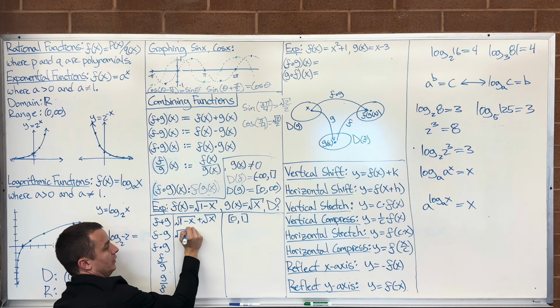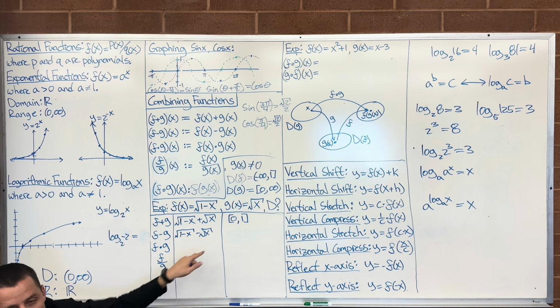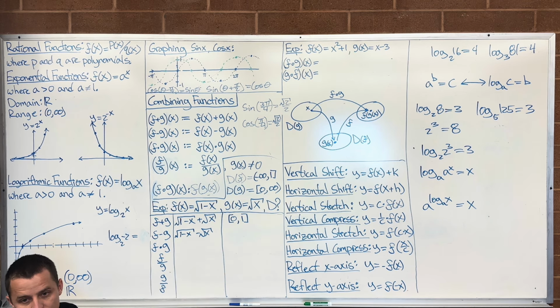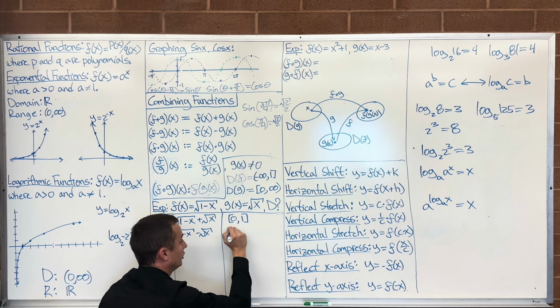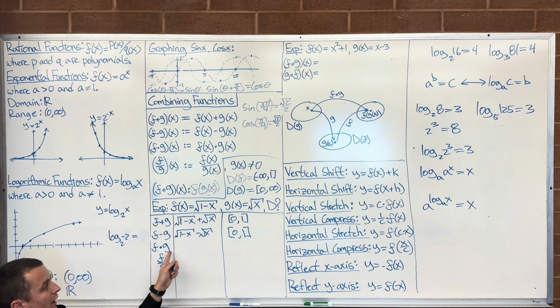Okay, similarly, let's do f minus g. So we have the square root of 1 minus x minus the square root of x. Pretty straightforward. What's the domain going to be for that? It should be the same thing, just 0 to 1. Good.